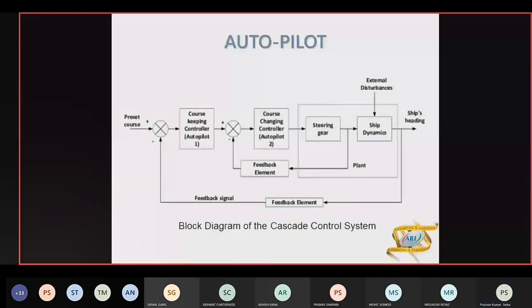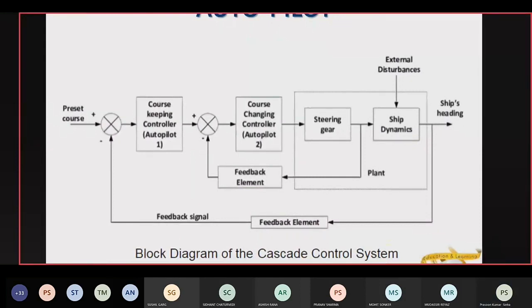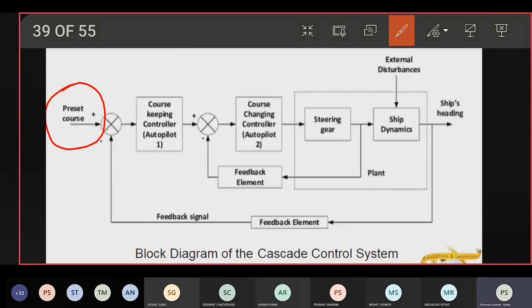Next, this explains what we have been talking about. If you see here, there is the preset course, the course setting that you have given. The autopilot system may be operating in course keeping mode and course changing mode, which we will discuss further ahead. Either you are turning using autopilot, or you are going on a straight course using autopilot. So there is a choice that switching can be done, whether it is course change mode or course keeping mode.